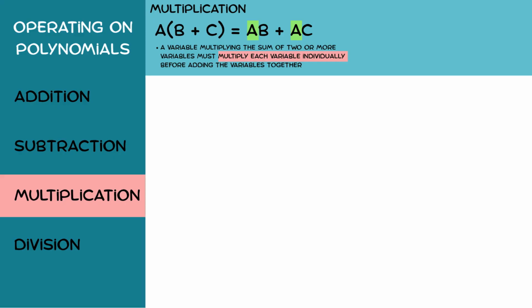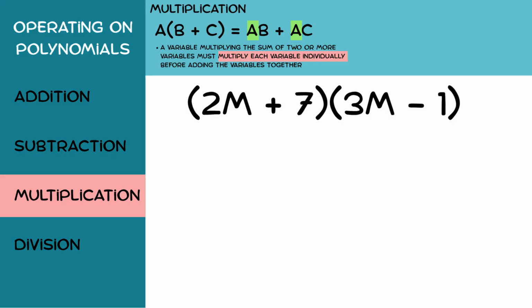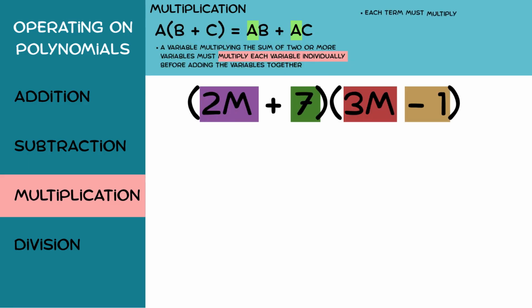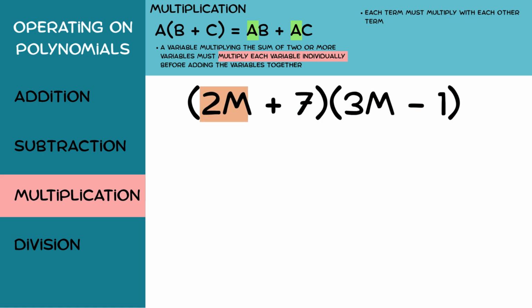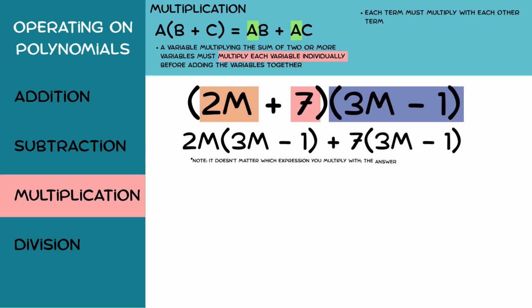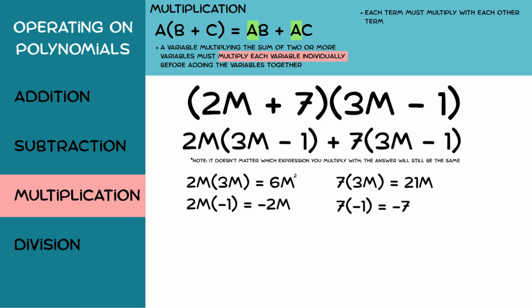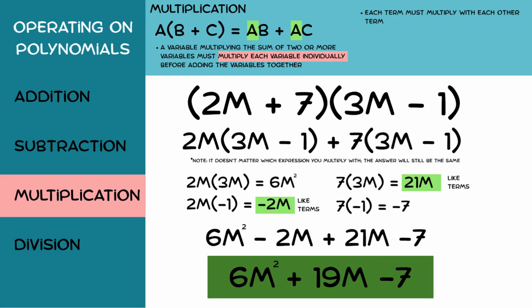What about if we were to multiply these expressions together? Once again, we will need to use distributive properties. What we need to understand is that each term within the expression is independent and must be multiplied with each other term. This means that 2m must multiply this expression in the same way that 7 must multiply this expression, giving us this format. Therefore, just as we previously did, we would just multiply out the values and simplify the expression to create this as our final result.